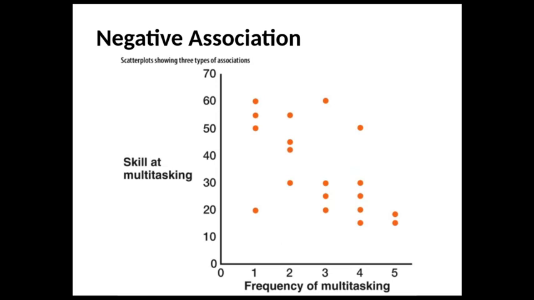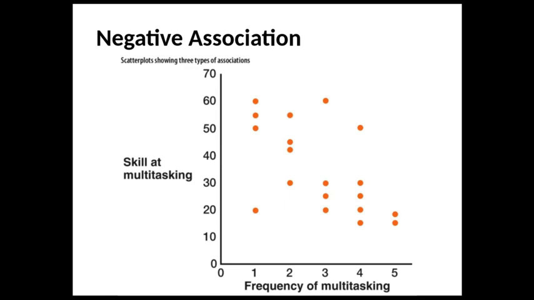On the opposite hand, we have a negative association. And as you can see here, instead of an upward slope, if you're looking at the flow of this scatter plot, you can see the trend, you can see that the plots are going down in a negative slope. In this case, we have a negative association. So it's basically the opposite of a positive association.